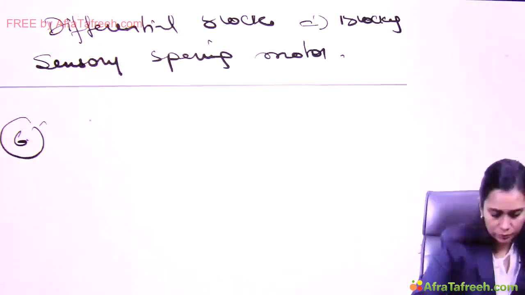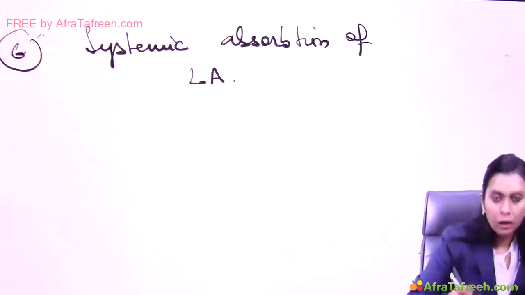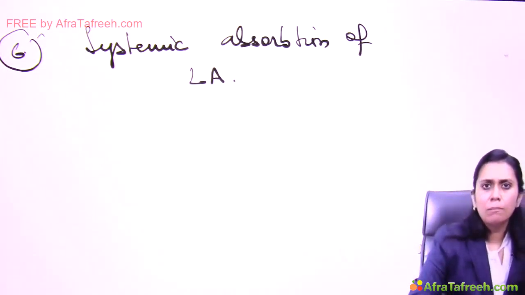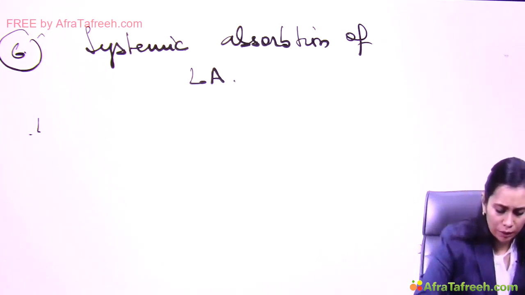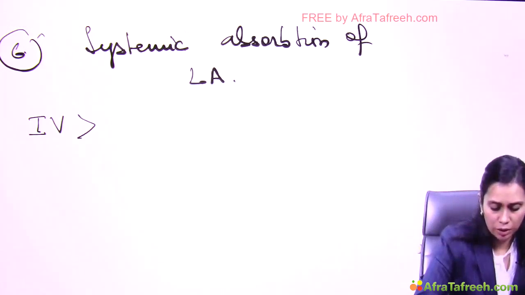There's a sequence of systemic absorption of local anesthetic which we have to remember. Hypothetically, I am writing IV. We never give it IV. By mistake, I gave the drug IV, so everything was systemically absorbed. So IV. After IV, the fastest systemic absorption is tracheal.